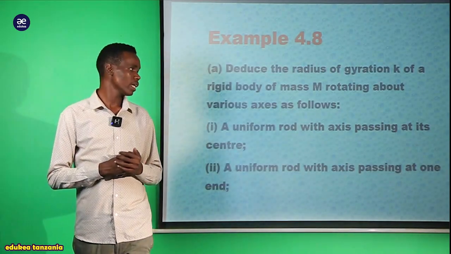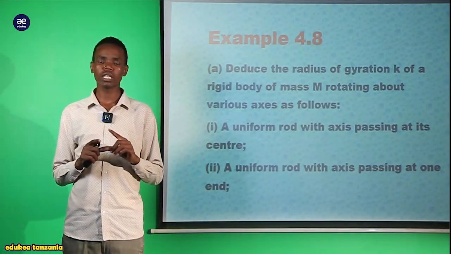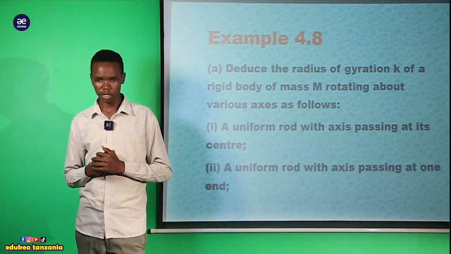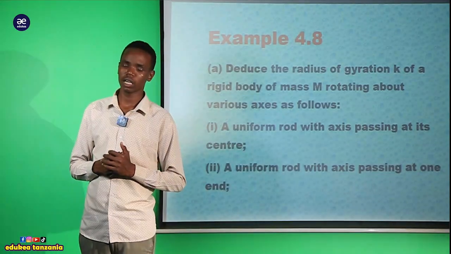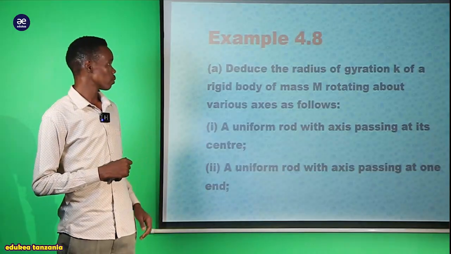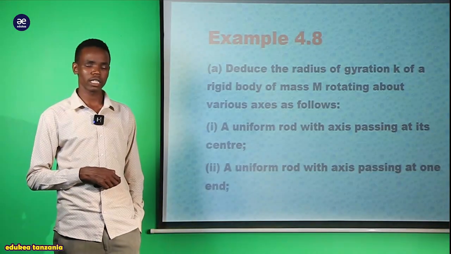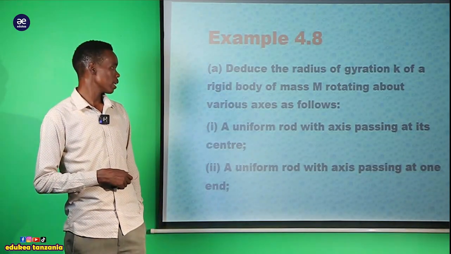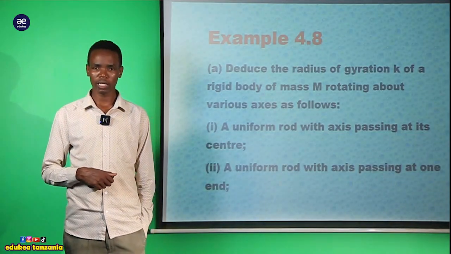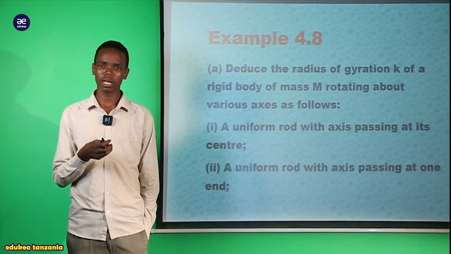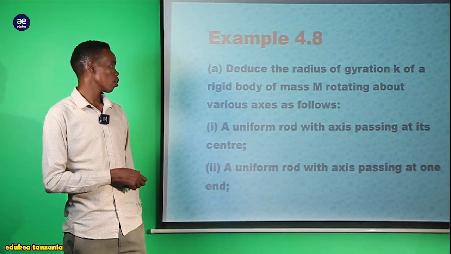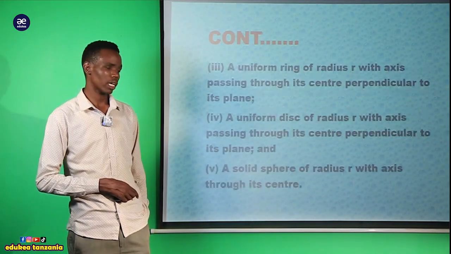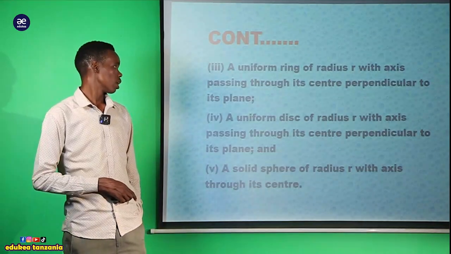But in today's session, we are going to see some examples related to the radius of gyration of a rotating rigid body. We have our example number 4.8, and our example here is categorized into two parts, Roman A and Roman B. In Roman A, we have 5 questions that we could be asked to answer.